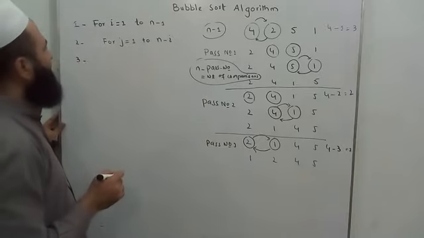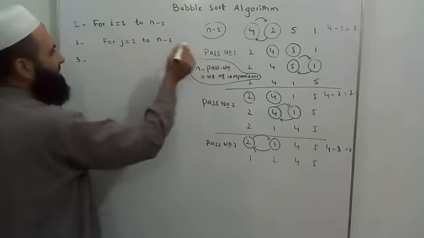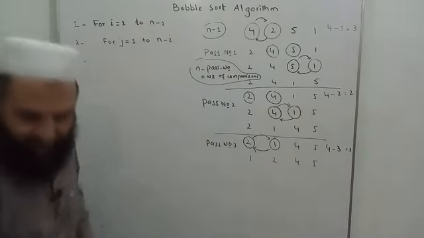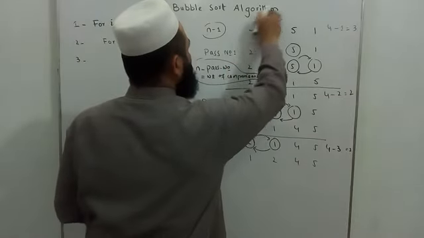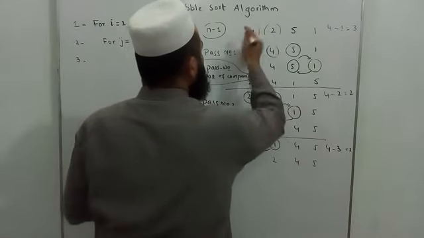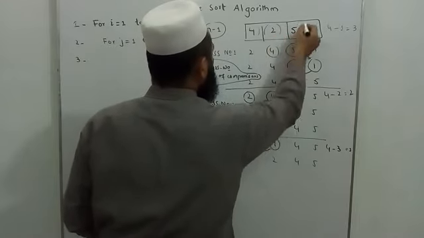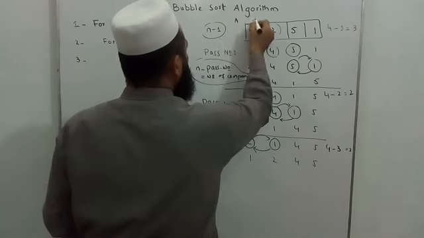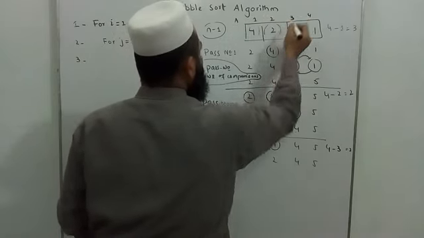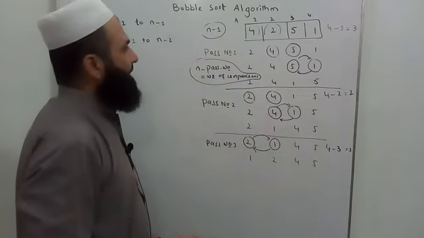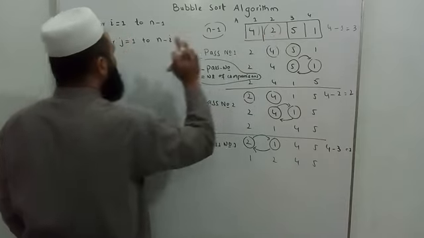Now, for example, let me make this an array. Suppose this is an array A, with indexes 1, 2, 3, 4. These are the indexes of the array A. We will compare 4 with 2.